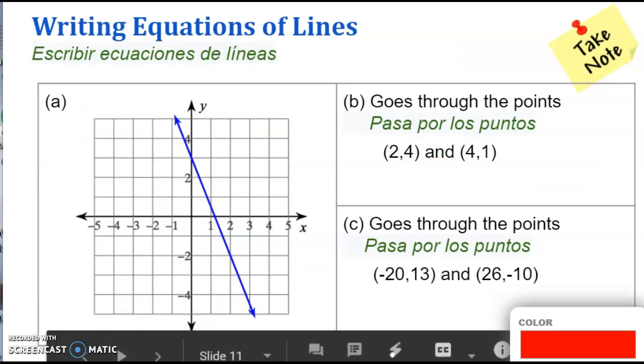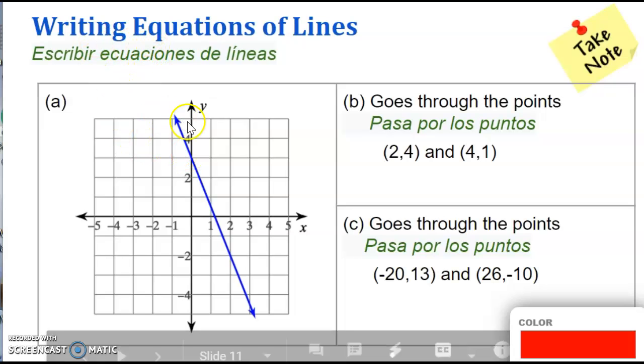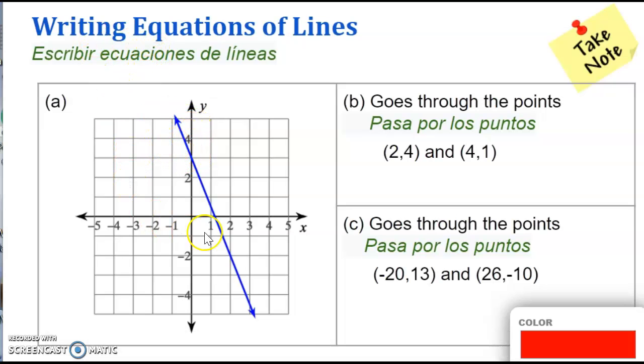So I have some practice problems for you to do. You have 3 problems, and you're writing the equation of the lines. The first one, you're given a graph. Given a graph, can you figure out the slope? Can you figure out the y-intercept, the b value, and write the equation? That should be a revision.